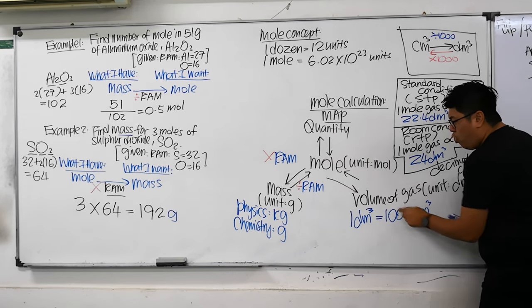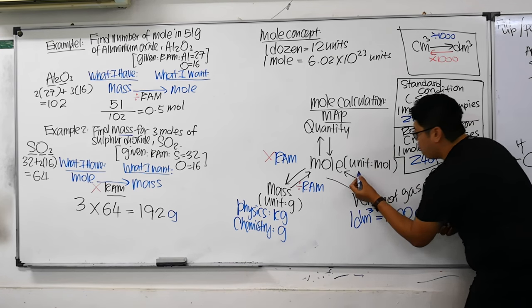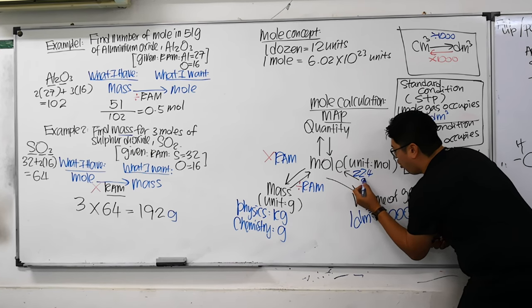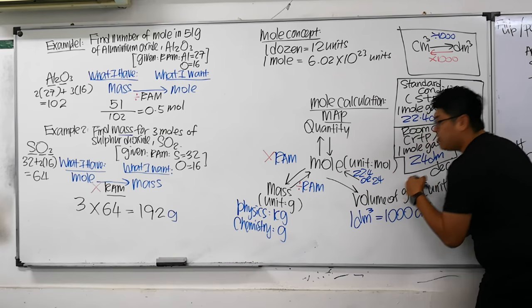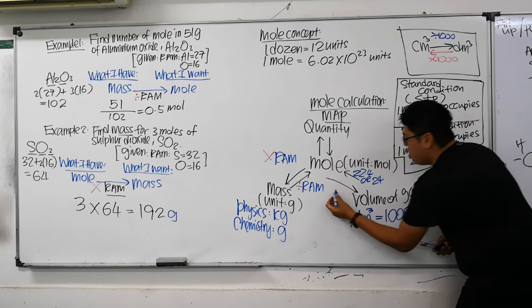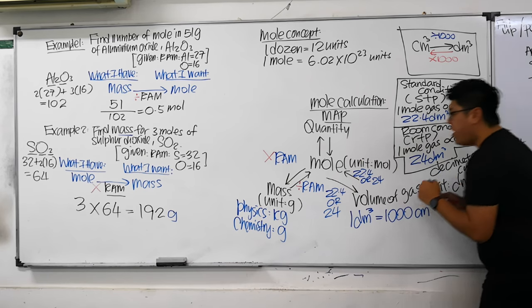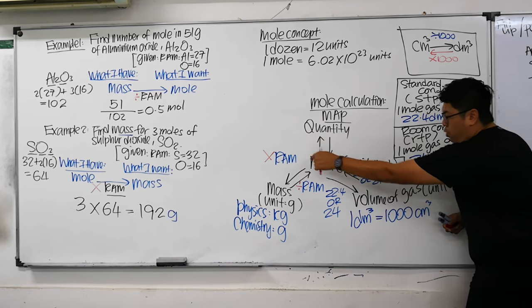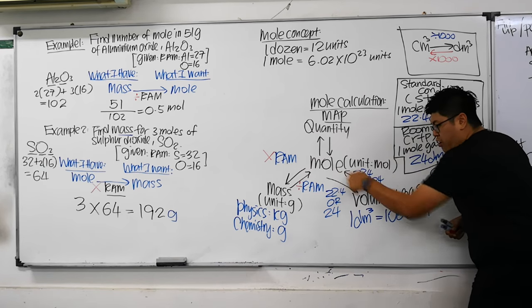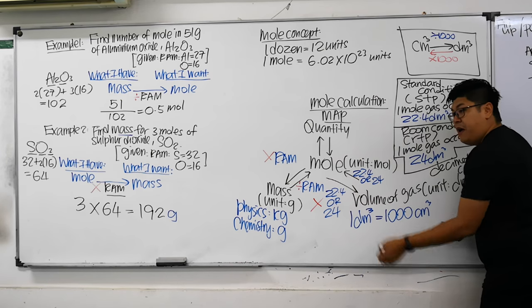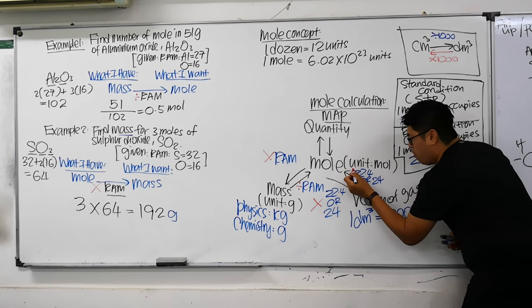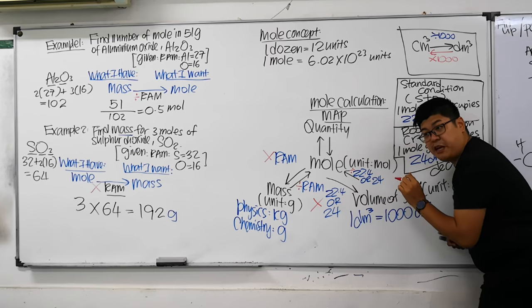So mole to volume, volume to mole, use the number 22.4 or 24, depending on STP or RTP. Same thing we learned before. Mole change to anything, times. Anything change to mole, divide. It's still the same, understand?